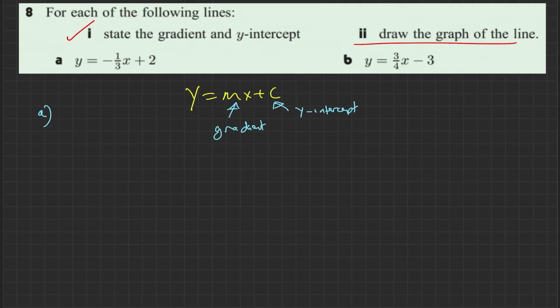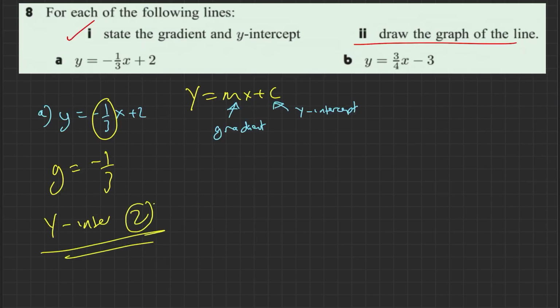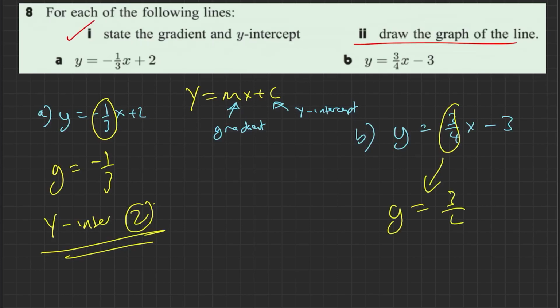So in the equation, y is equal to -1/3 x plus 2, we have a gradient of -1/3, and we have a y-intercept of 2. For part B, y is equal to 3/4 x minus 3. We have a gradient of 3/4 and a y-intercept of -3.